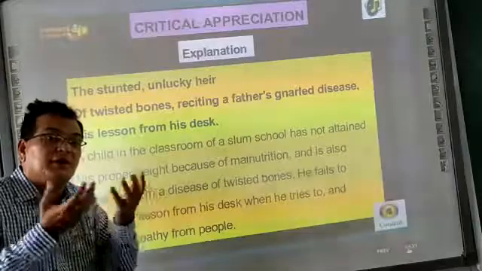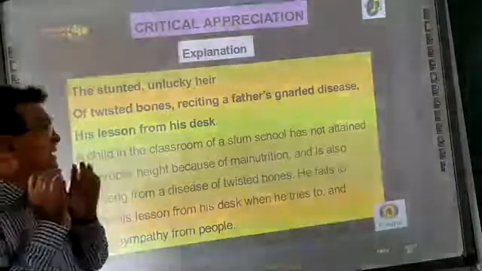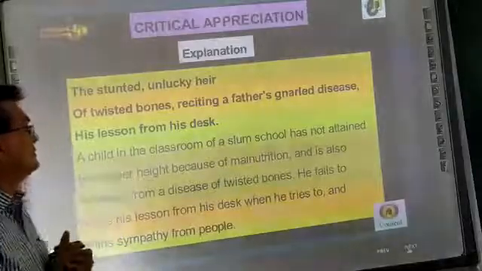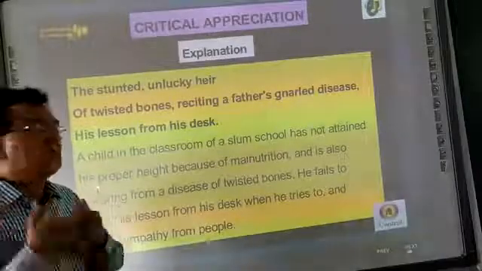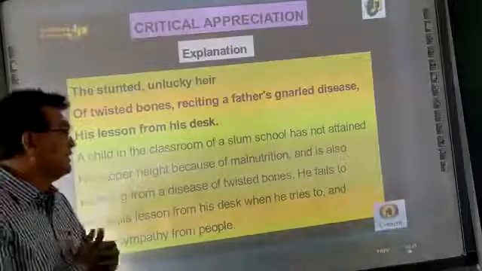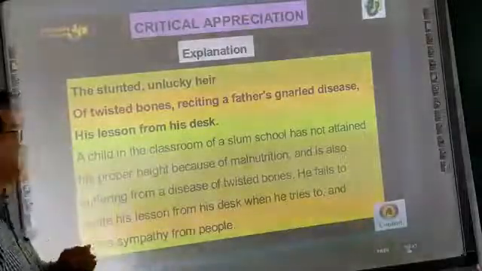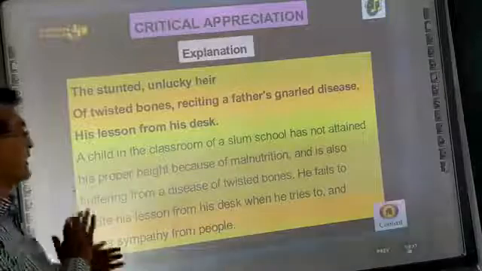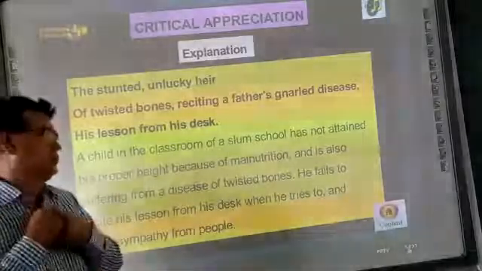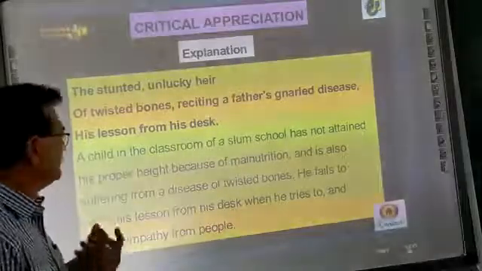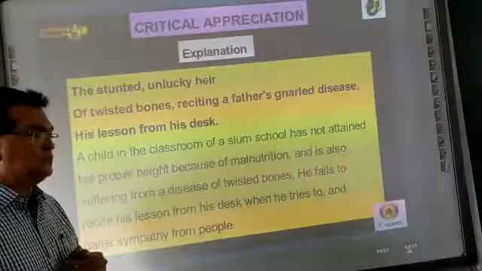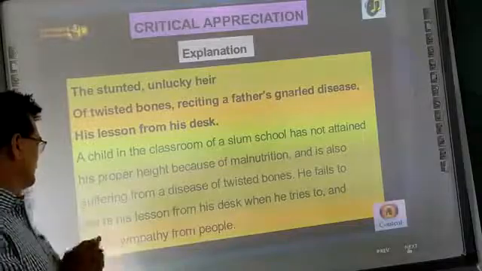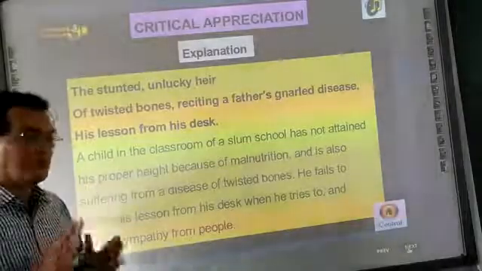He has not inherited any property from his father, but he has inherited stunted growth and twisted bones because of the disease that his father suffered because of malnutrition. A child in the classroom of a slum school has not attained his proper height because of malnutrition, and is also suffering from a disease of twisted bones. He fails to recite his lesson from his desk when he tries to, and gains sympathy from people.